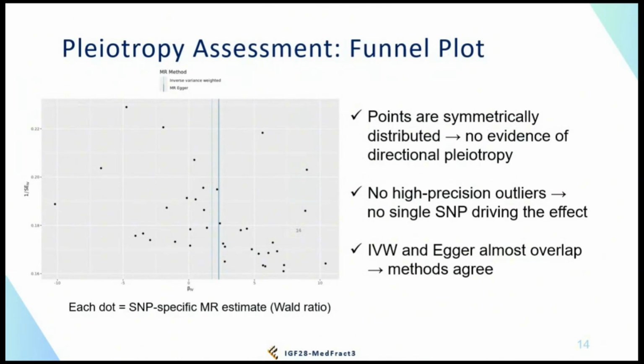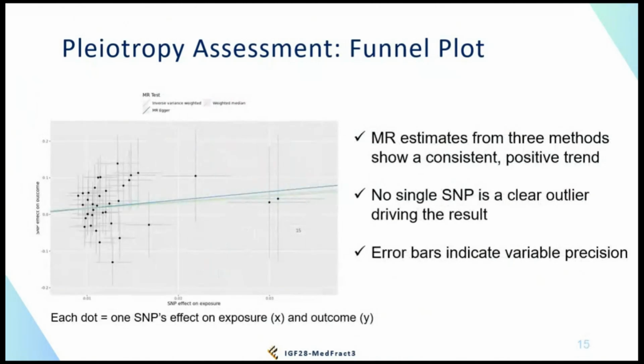This final plot assesses the directional pleiotropy of this study. Each point represents the SNP-specific Mendelian randomization estimate. And as you can see from this picture, the points are roughly symmetrically distributed on the two sides of these two lines. These are the MR-Egger and the IVW lines. And these two methods are very close to each other, which means there is no evidence of directional pleiotropy.